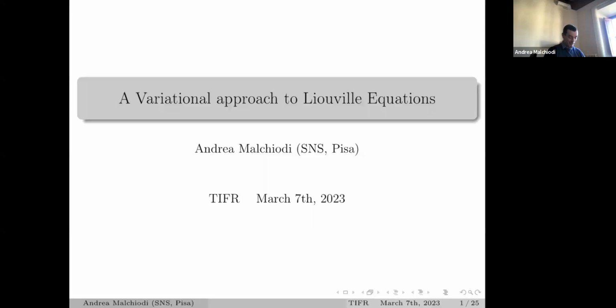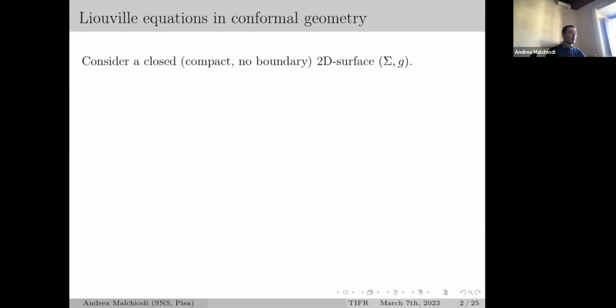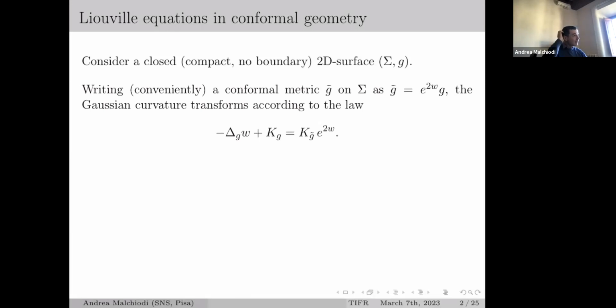So it's really a pleasure for me. Let me recall some basic facts about the role of Liouville equations in conformal geometry. I start from a really simple setting of a closed surface, two-dimensional, no boundary, with a metric G. And I consider now a conformal change of metric. G is the initial metric, and now I want to deform it conformally, which means that for every point, I scale the metric by a positive factor, which I write in this form.